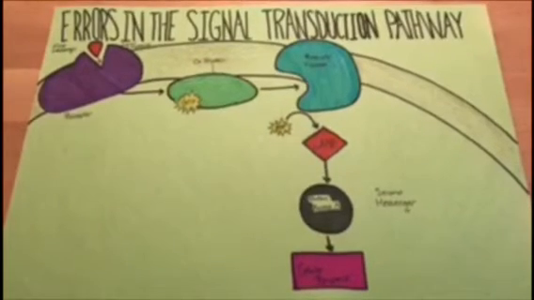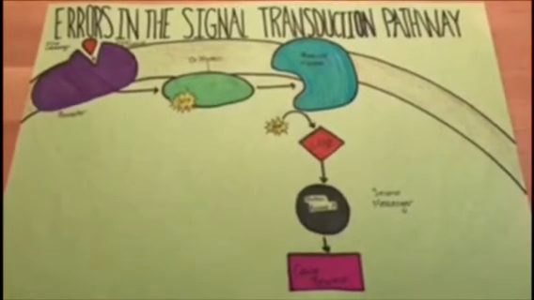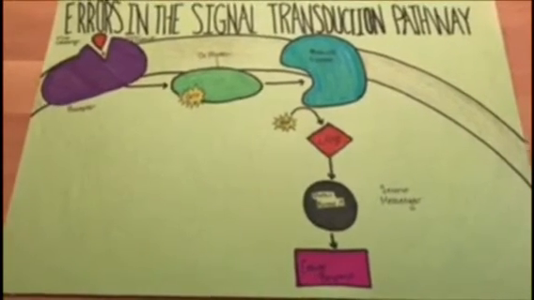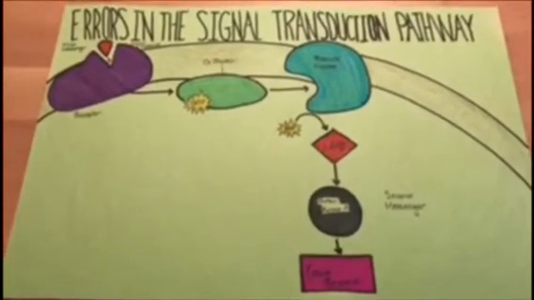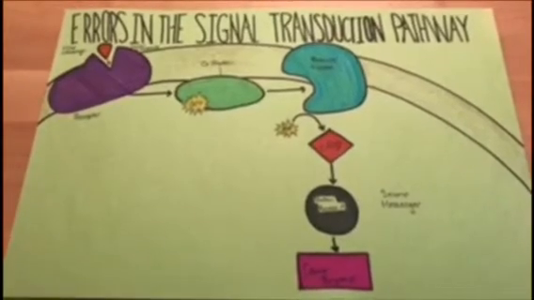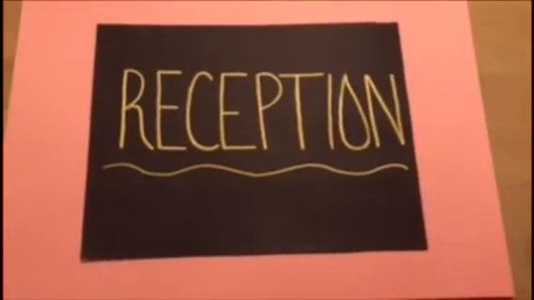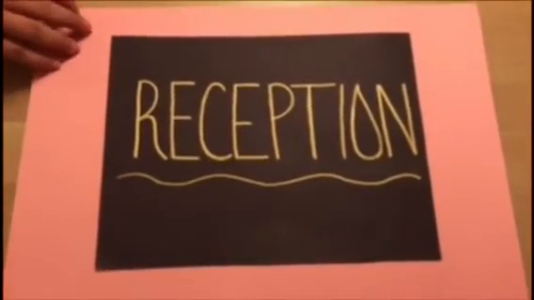The transcription factor being activated causes transcription to occur in the neuron of the striatum. In neurons with Parkinson's disease, this pathway never occurs because the dopamine never reaches the receptors. Reception: the error that causes Parkinson's disease occurs during reception.